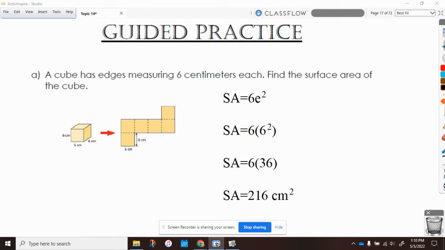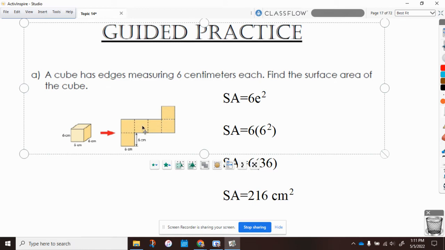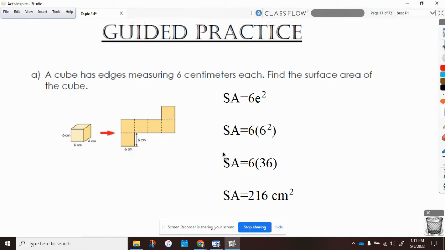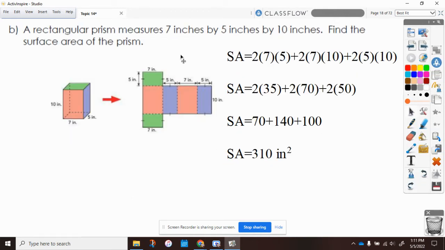All right, here's the answer for problem A. Okay, we're doing 6 times the edge squared if we're doing that formula. So 6 by 6 is our edge, 6 squared. So it's 6 times 36 gives us a total surface area of 216. The other way you could have done this was by noticing on this net that each square would be 36. And you're going 36 plus 36 plus 36, for all 6 of those squares. So you do 6 times 36. It's exactly the same as going by that formula. Go on to problem B.